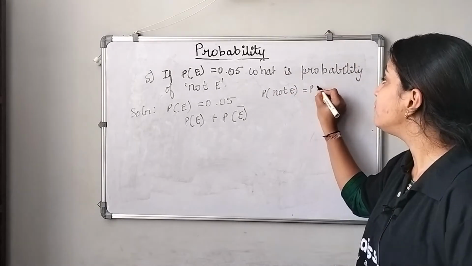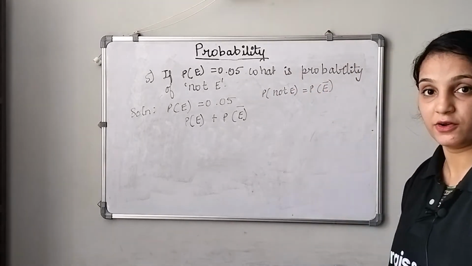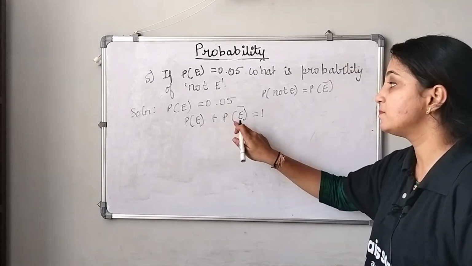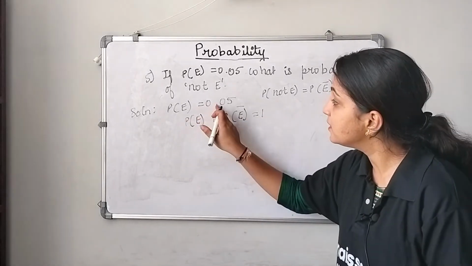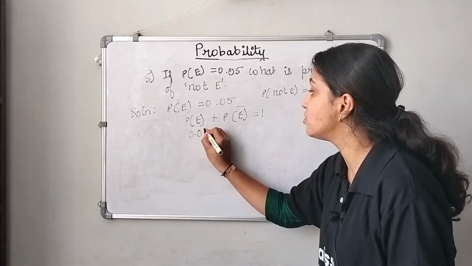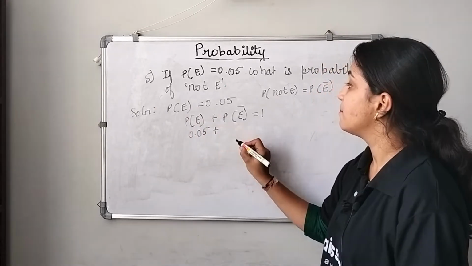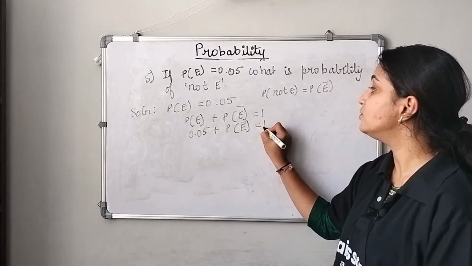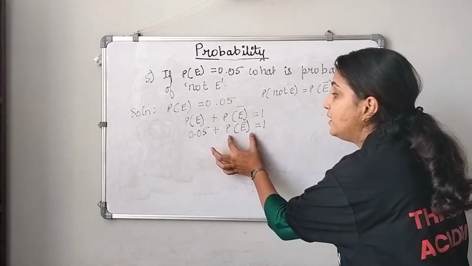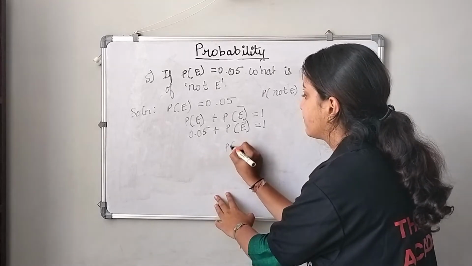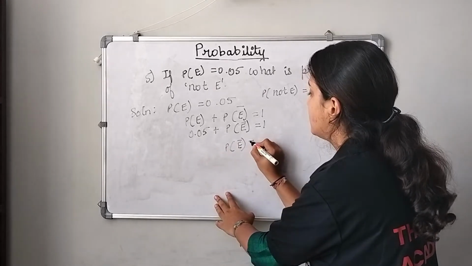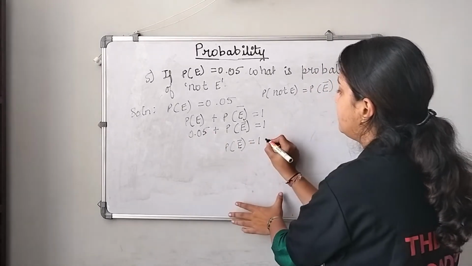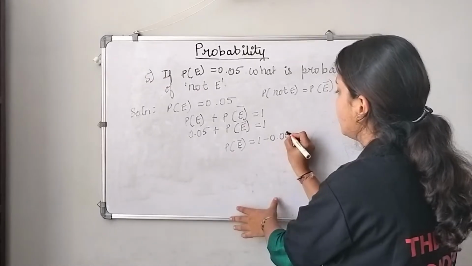P of not E will be denoted by P of E bar. Now P of E bar is what? 1 always. Always P of E plus P of E bar is 1. So now P of E, which is 0.05, plus P of E bar, which we have to find, equals 1. Now we have to find P of E bar, so we write P of E bar equals 1, and 0.05 will go to the other side and become minus 0.05.